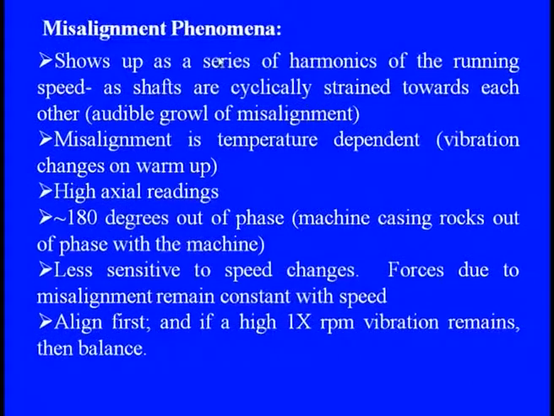Because when it is vibrating in such a significant way, a huge amount of temperature is generated at the contacting surfaces. And they are absolutely less sensitive to speed changes. The forces due to misalignment remain almost constant with speed. So first of all, we need to align the machines so that the vibration can be controlled up to 1x or so. So, this was the second.